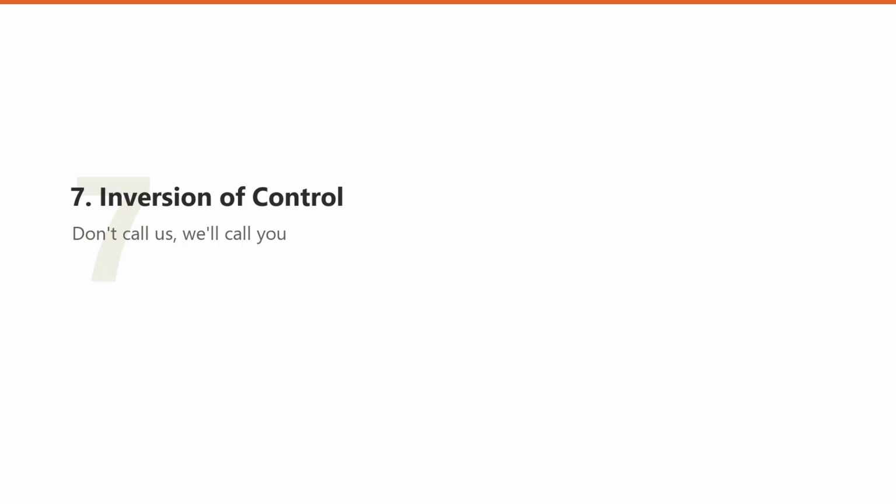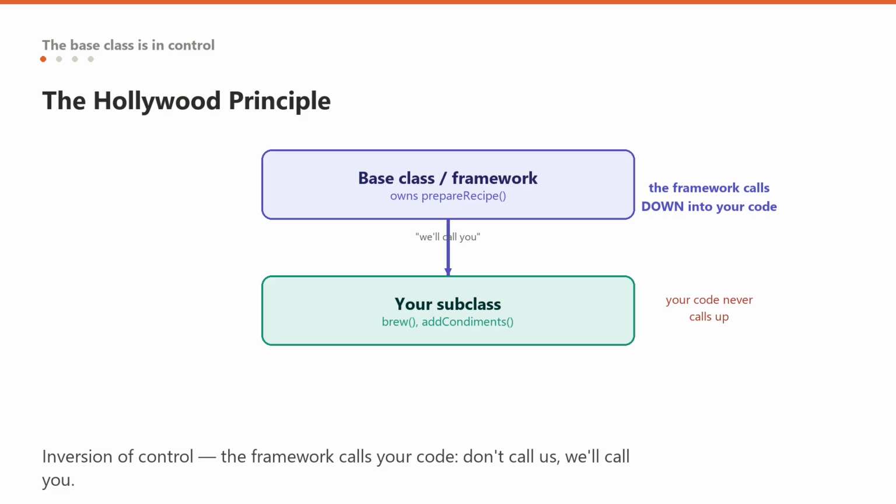Concept 7. Inversion of Control and the Hollywood Principle. In the template method pattern, the base class is in control. It calls the subclass's methods, not the other way around. The subclass never calls up into the framework. The framework calls down into the subclass. This is called inversion of control, and it's summed up by the Hollywood principle: don't call us, we'll call you.